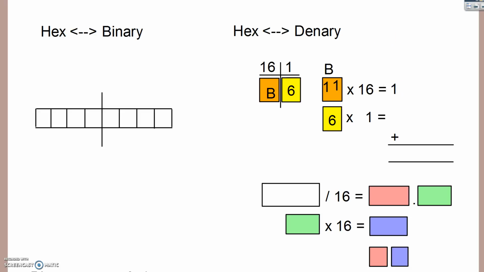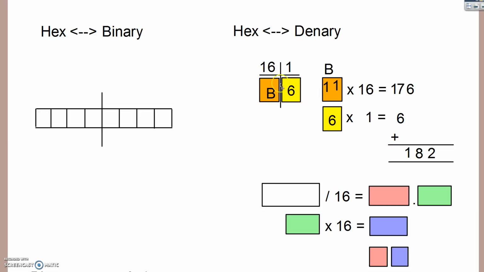Here we are, 1, 7 and 6, and then we've got 6 times 1. Well, that's easy, that's 6. We add them together, so we get 182. There's no reason why you can't use a calculator in the exam.